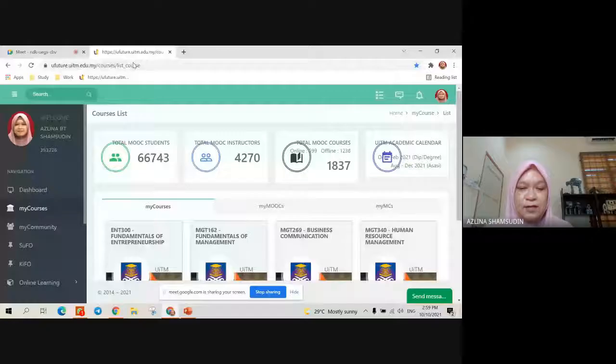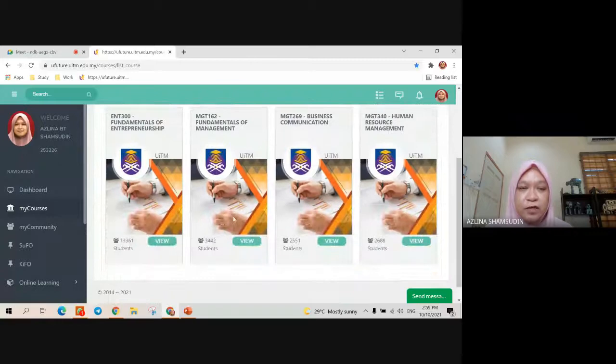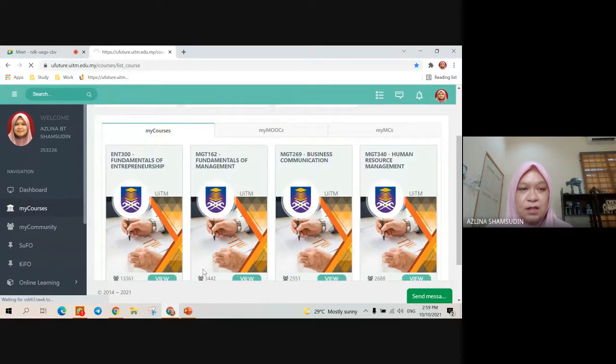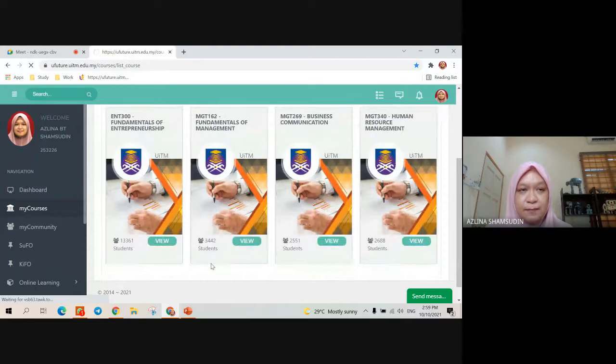Sebab tadi saya nak masuk You Future tak boleh, so ni macam dah boleh dah. Okay. So this is You Future. Tadi tak boleh masuk. So bila you masuk You Future macam biasa, you akan klik your subject kan. Hari ni macam problem sikit You Future. Simple problem juga hari ni. You Future ni macam slow petang ni.